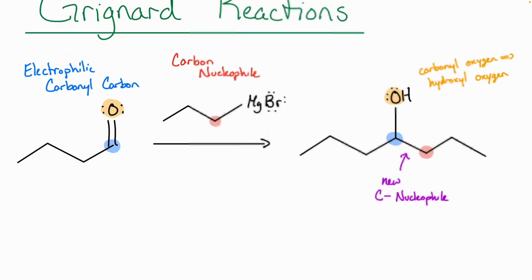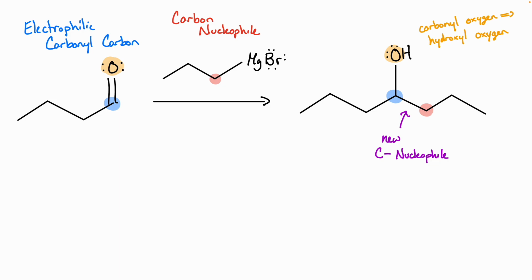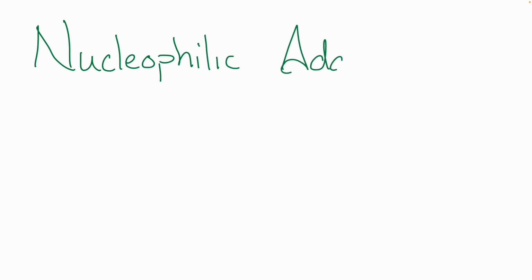All right, so this is this Grignard reaction that we studied. This is a subset of a much larger class of reactions of aldehydes and ketones, what are called nucleophilic addition reactions, where we're adding some nucleophile specifically to that electrophilic carbonyl carbon. All right, so we have these nucleophilic addition reactions.